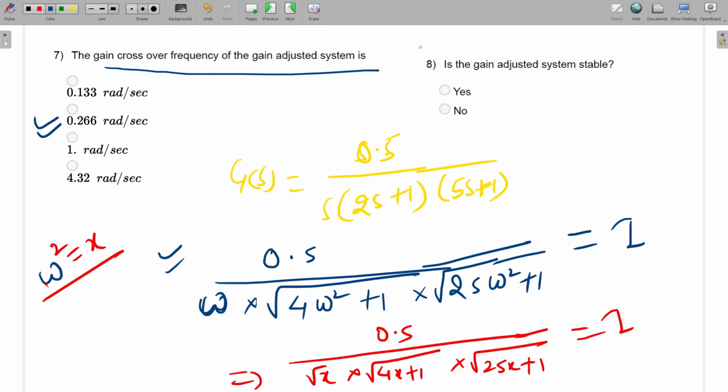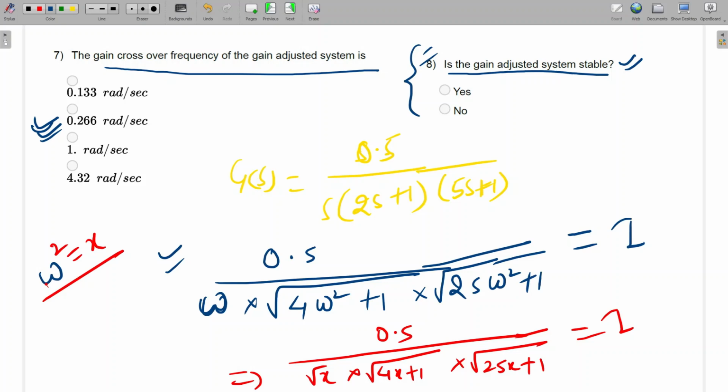Now the next question is whether the system will be stable or unstable. So how can we comment on this, whether it will be stable or unstable? What is the procedure? Can anyone tell? How can we find whether the system is stable or not? What is the criteria? We already found the gain crossover frequency. The next question is whether the gain adjusted system is stable. So what will be the answer for this 8th question? Can anyone tell how we can comment on this?